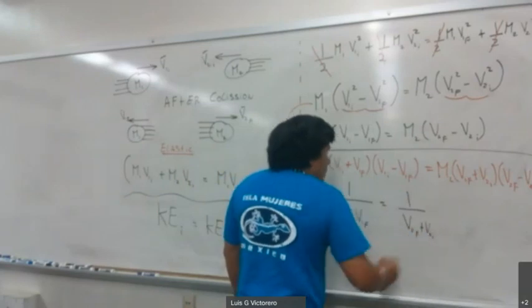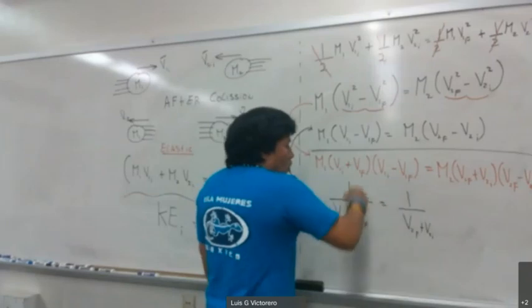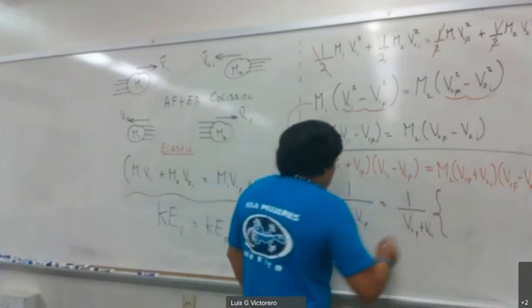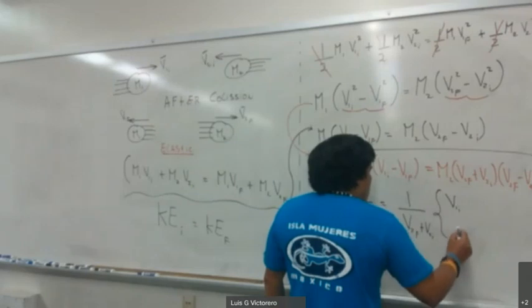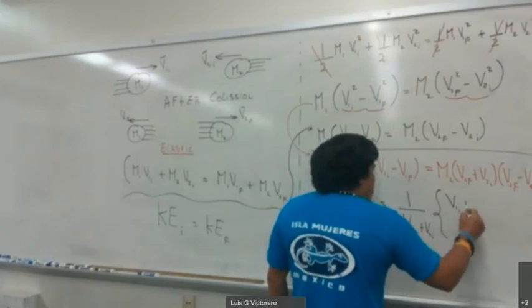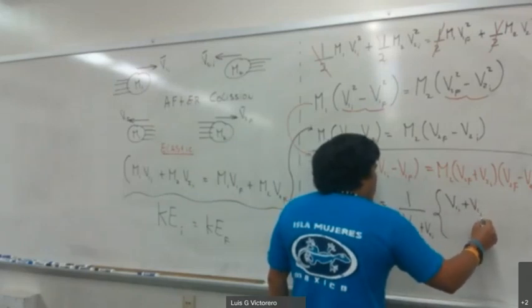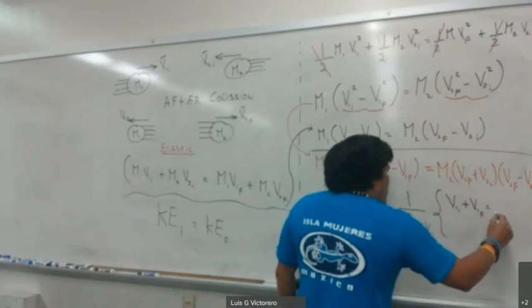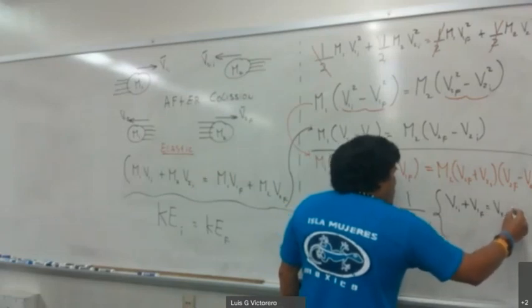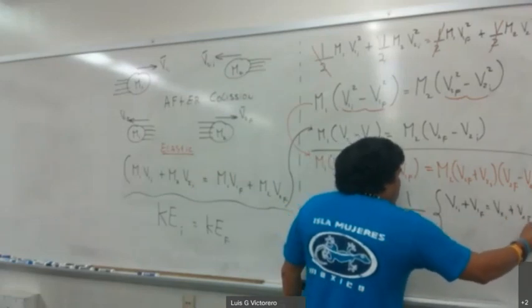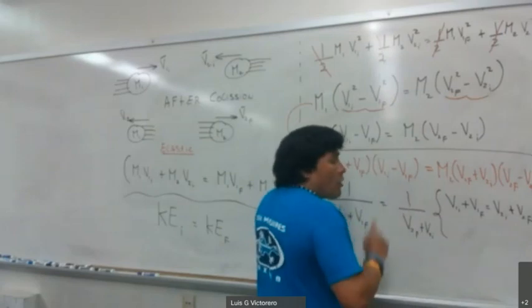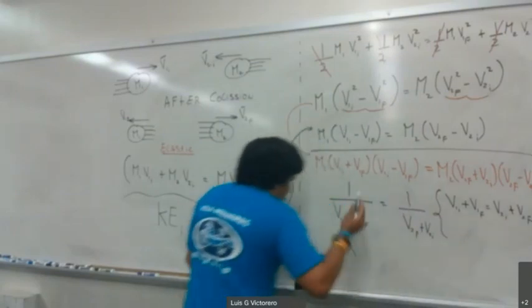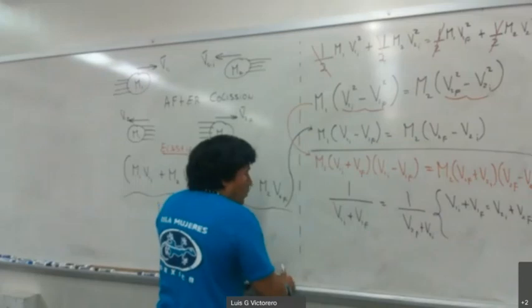So look at the simplification. If I do cross product, I get this: V1 initial plus V1 final equals V2 initial plus V2 final. Now, you never find an equation like that. What you're going to find in any textbook is this equation.